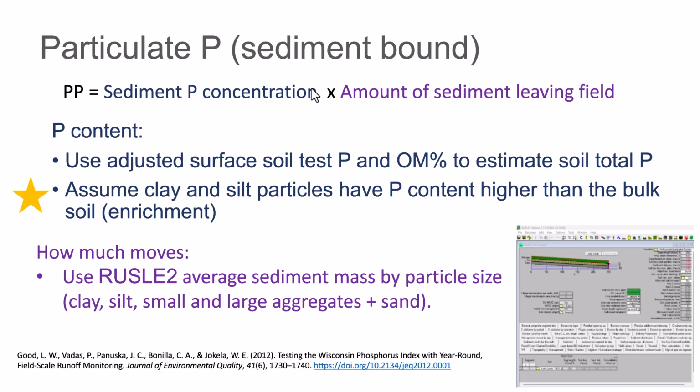The bottom part of the slide in the purple text is showing that when we estimate the amount of sediment that's leaving a field, that would be the second part of this particulate P equation, we're using RUSLE2, which is the Revised Universal Soil Loss Equation 2. And this model allows us to calculate an average soil loss for a field, but another thing that we can get from the model are these different particle size components that are important for this calculation. So we've got the clay, the silt, the small and the large aggregates, and sand. So we're looking at how much sediment of each of these different particle size classes is leaving the field.